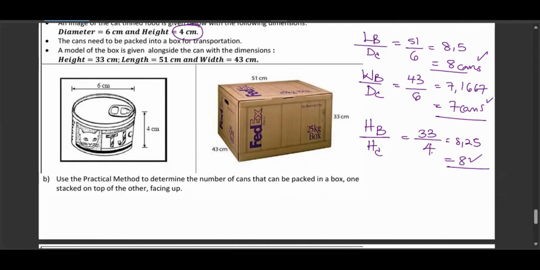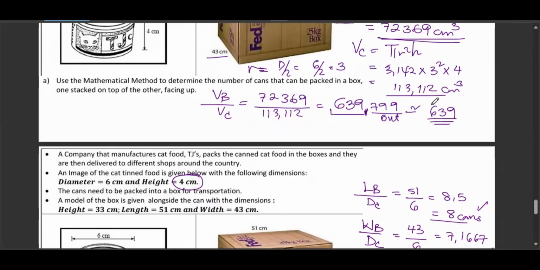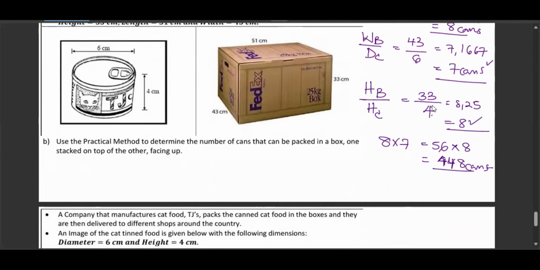So all in all, how many will the first layer have? It will be 8 times 7, which is 56. But there are 8 layers, so we multiply by 8. 56 times 8, we have the answer as 448 cans. So you see what I was talking about. Practically, we've got 448. Theoretically, we've got 639. There's a difference there. You understand? Mathematically, we have 639, then the practical one, we have 448.